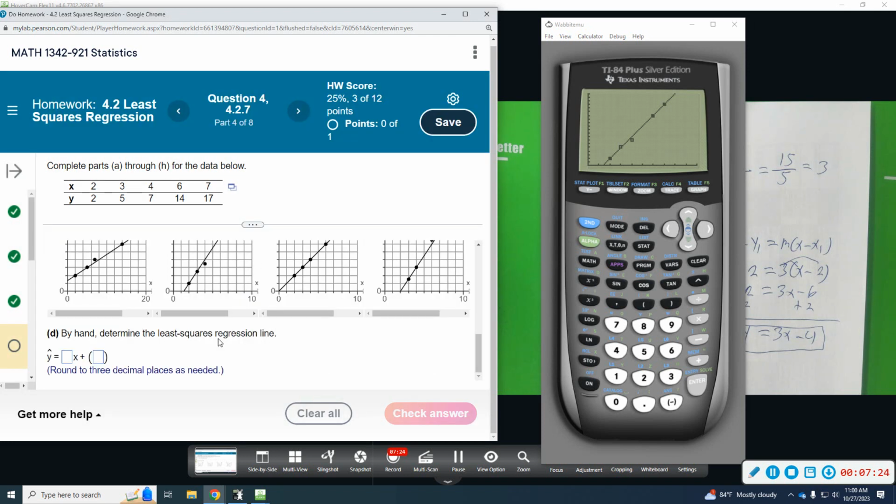Determine by hand the least squares regression line. So it says by hand. By hand, you would need to find standard deviation, which is going to be a lot. So again, I'm going to do this with the calculator.